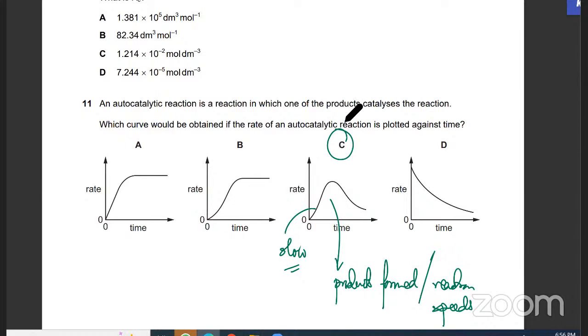The first thing, remember this, he's already stated that you had an autocatalytic reaction and the product is the catalyst. So if you have a beaker and there's X and Y reacting.